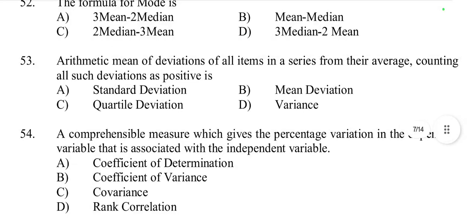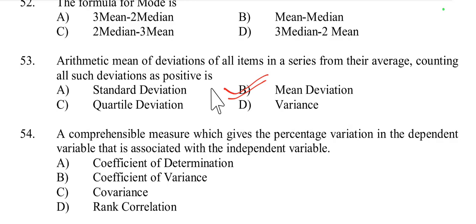Then question number 53: the arithmetic mean of deviations of all items in a series from their average, counting all such deviations as positive, is standard deviation, mean deviation, quartile deviation or variance. It is called mean deviation, because mean deviation is the average of absolute deviations from the mean, treating all deviations as positive.